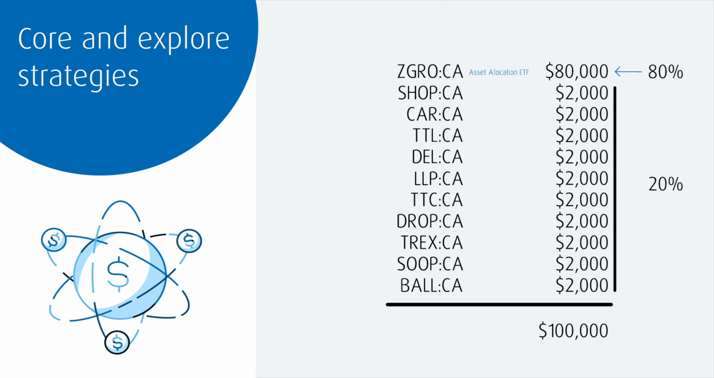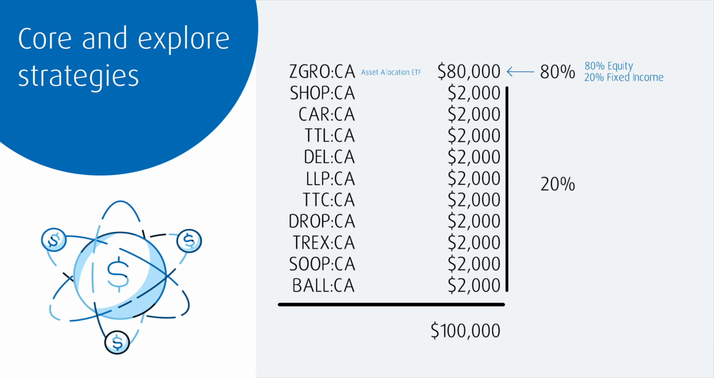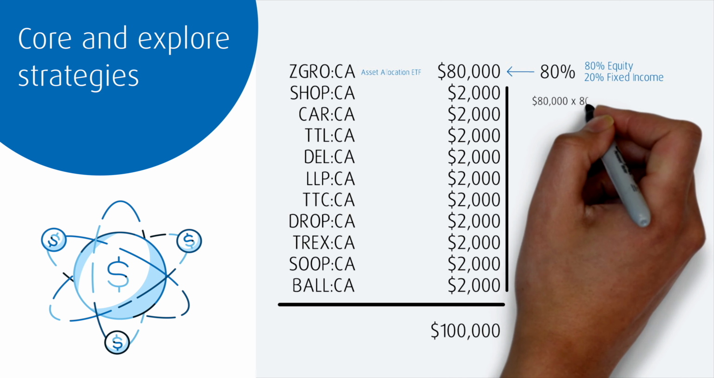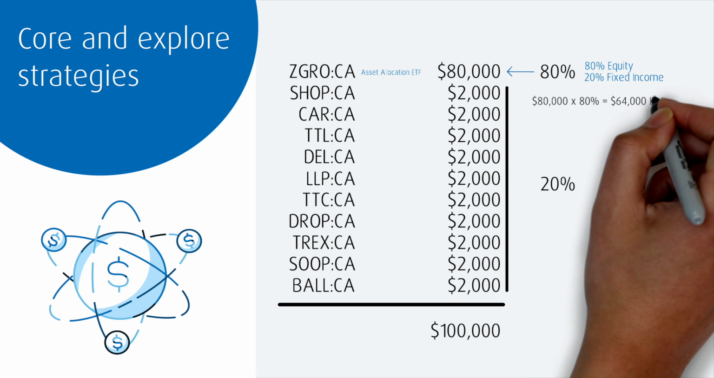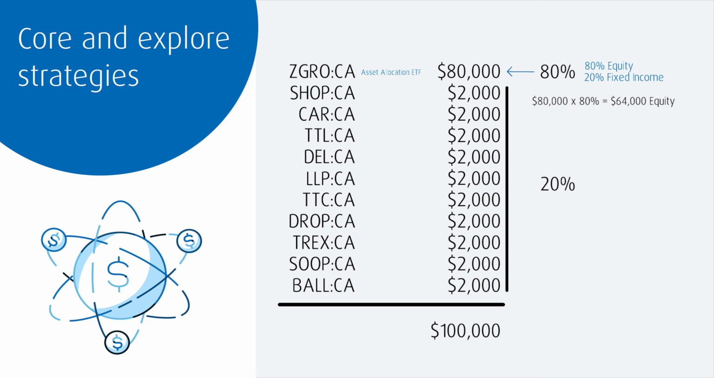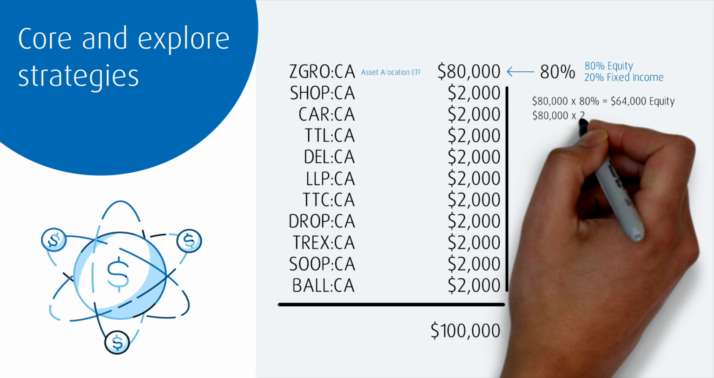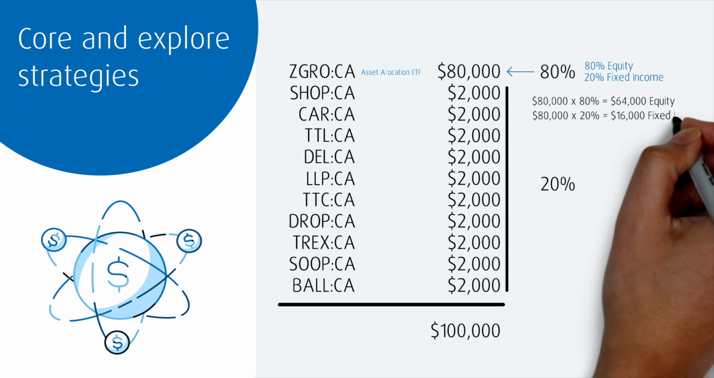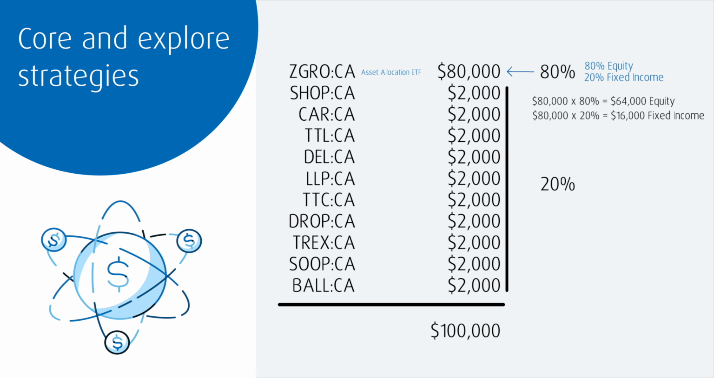If we take a look at the overall asset allocation, we see that because 80% of the portfolio is in an ETF that has an 80% equity and 20% fixed income split, that portion of the portfolio has $80,000 times 80%, which equals $64,000 in equities, and $80,000 times 20%, which equals $16,000 in fixed income.